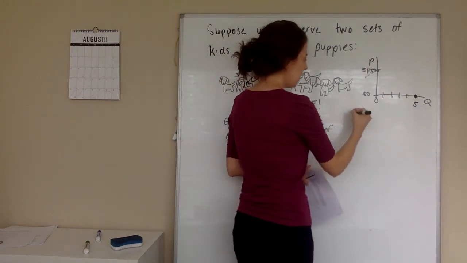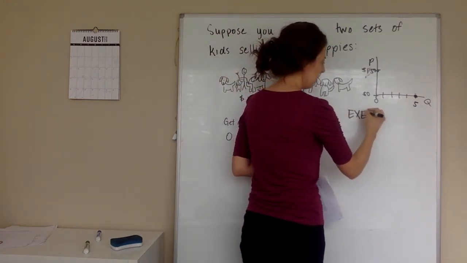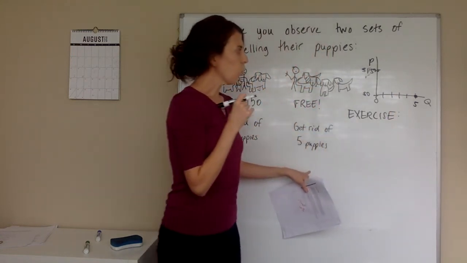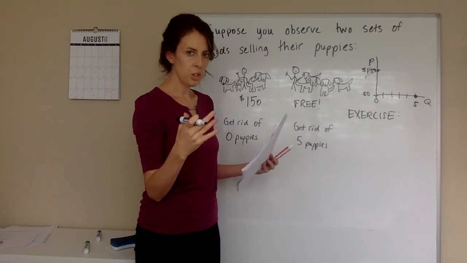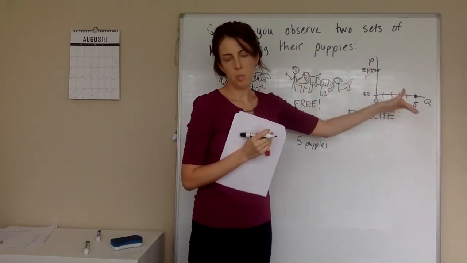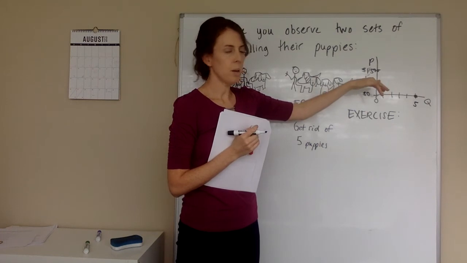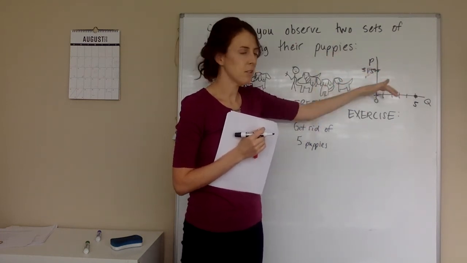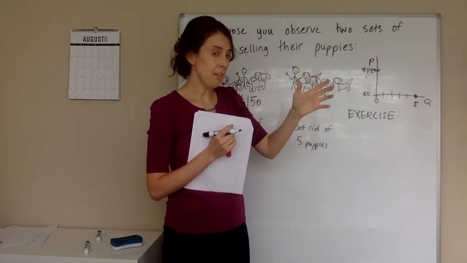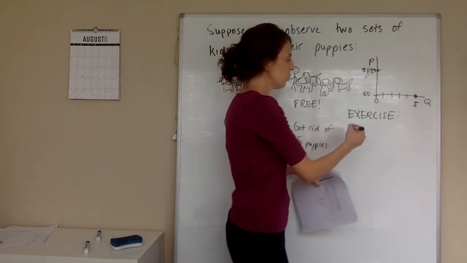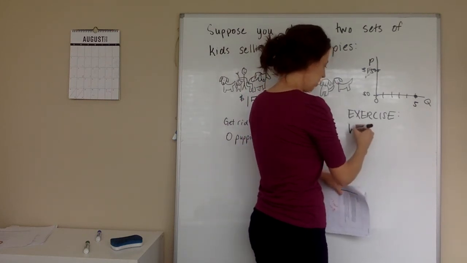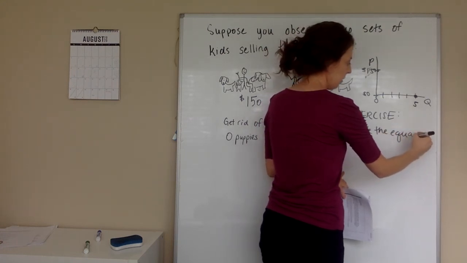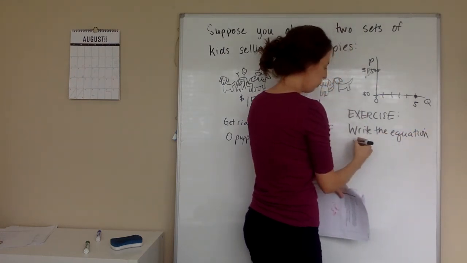Okay, your assignment for the exercise is to write the equation, the formal equation, for this relationship. This relationship, as we'll talk about later, is called a demand curve, or once you extrapolate based on the 2 points, you get a demand curve. So you're really going to be deriving a particular demand curve. So the exercise is: write the equation for the demand curve for puppies.